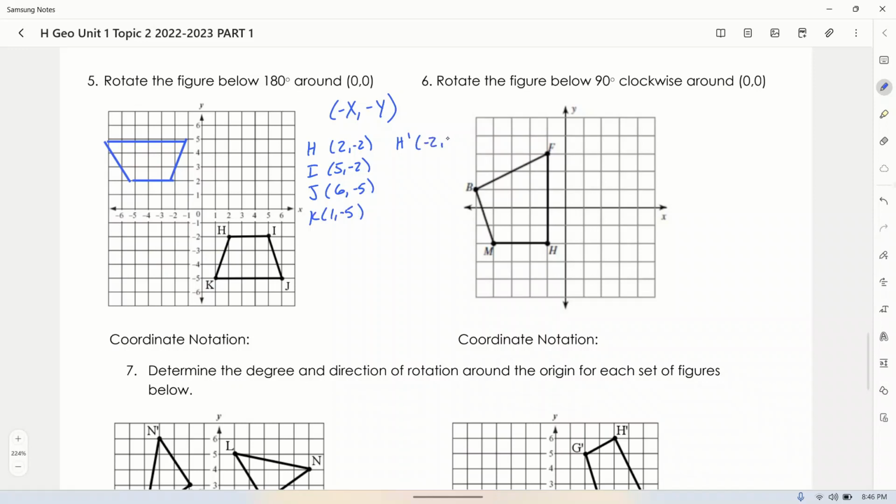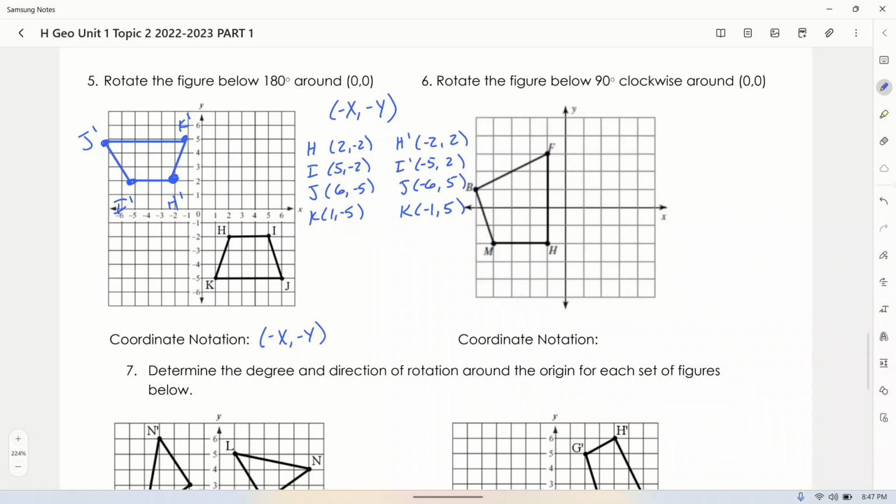And let's do those transformations. So we're going to have -x, -y. -x, -y. -x, -y. -x, -y. So -2, 2, there's your transformed H. -5, 2, there's your transformed I, transformed J, and transformed K. And underneath it says, what's that coordinate notation? Well, we started with that coordinate notation.